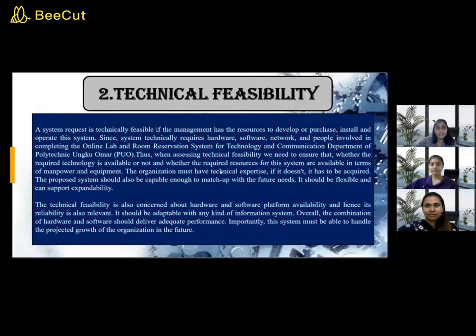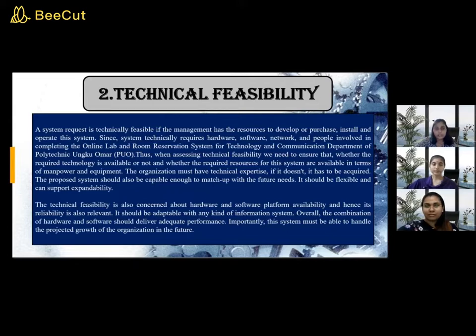Second feasibility is technical feasibility. A system request is technically feasible if the management has the resources to develop or purchase, install and operate this system. Since the system technically requires hardware, software, network and people involvement in completing the online lab and room reservation system for the Technology and Communication Department of Polytechnic Ungku Umar, when assessing technical feasibility we need to ensure whether the required technology is available or not, and whether the required resources of this system are available in terms of manpower and equipment.